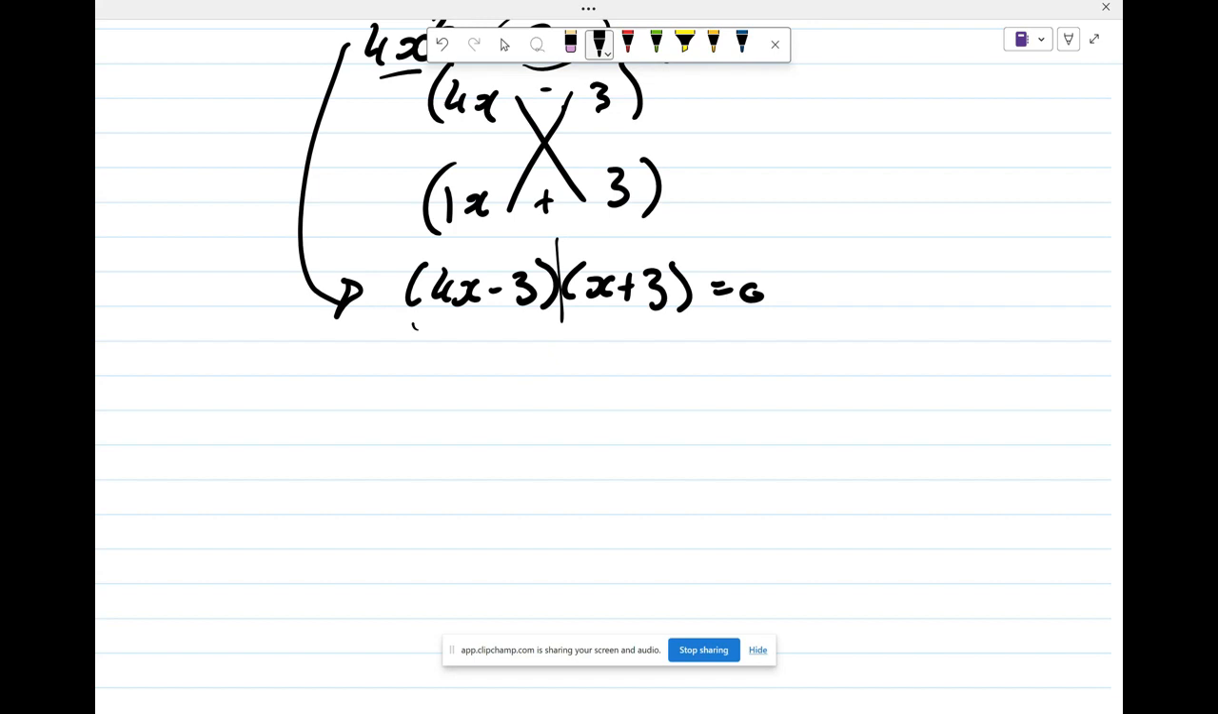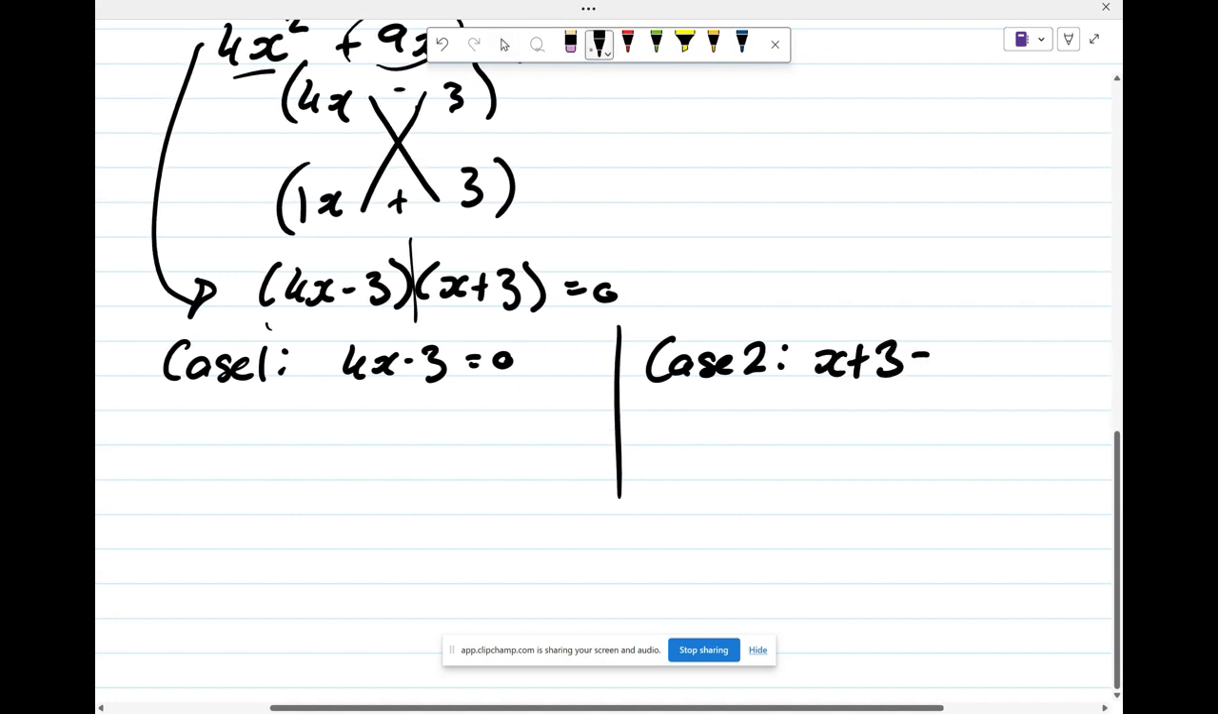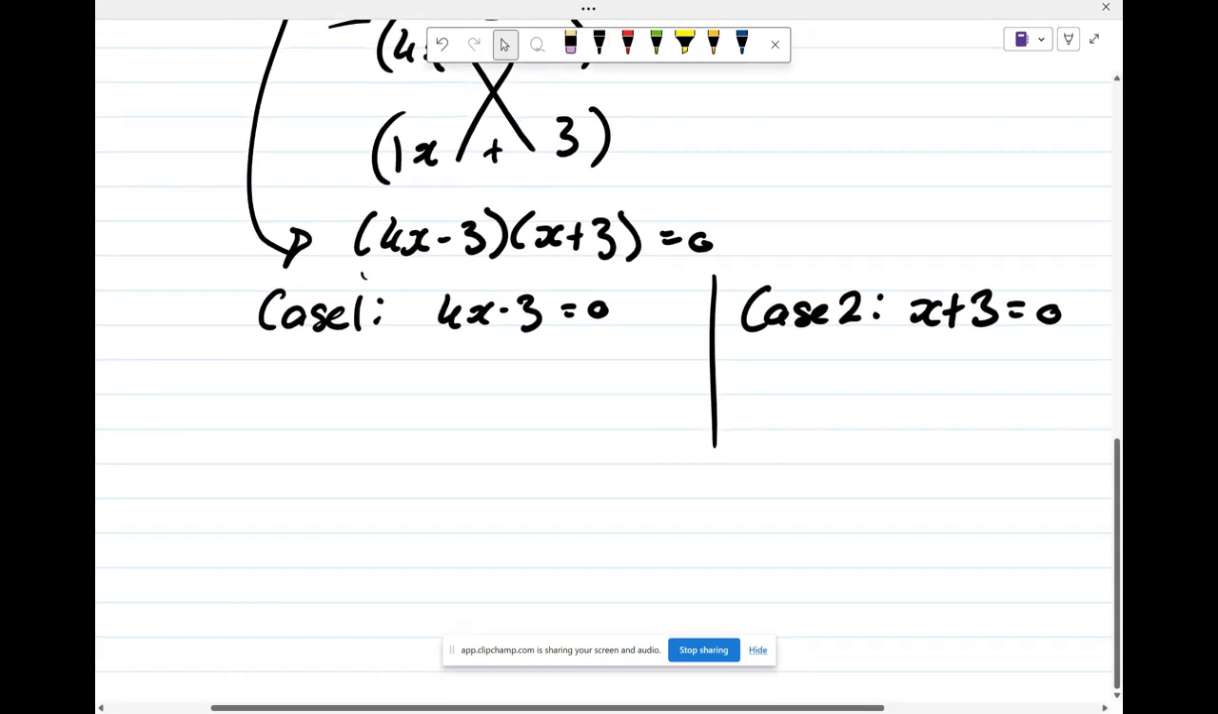So it's like the same thing we were doing with our cases for our inequality. Case 1, 4x minus 3 is equal to 0. And that means 0 here times whatever this is going to be equal to 0. Or case 2, x plus 3 is going to be equal to 0, and then this is equal to 0, so anything multiplied by 0 is just going to be 0. So those are two cases.